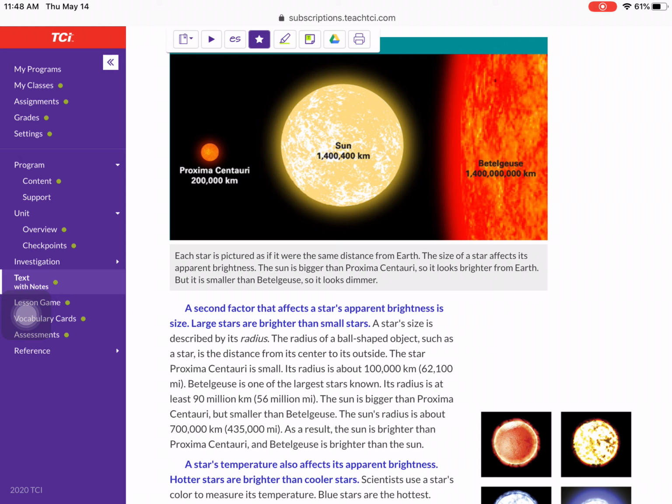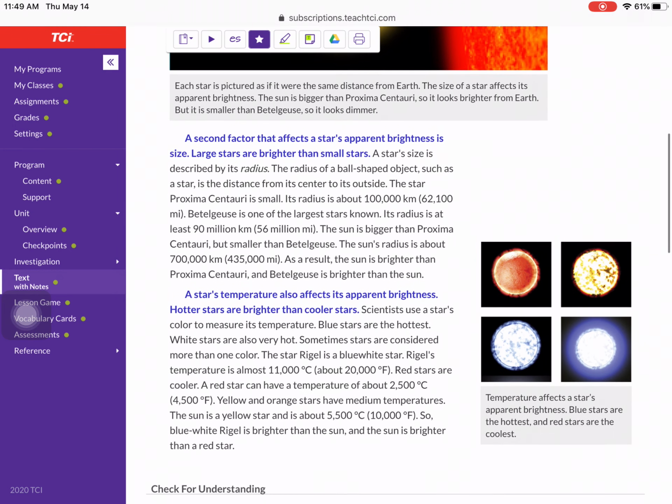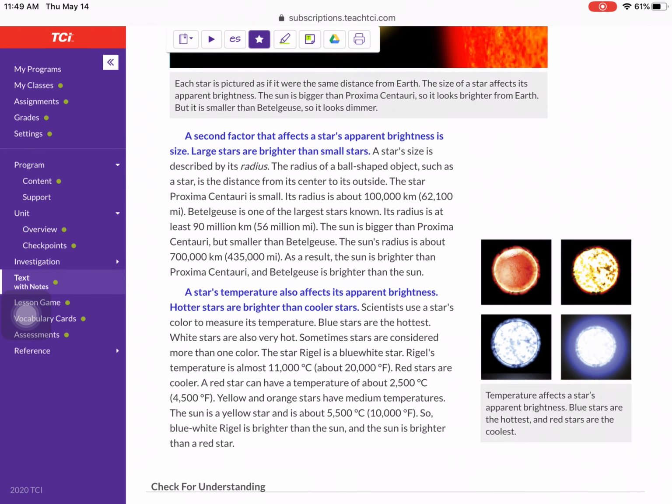So the size. Picture a flashlight, a normal flashlight. Is that going to give off the same amount of light as a spotlight, like the spotlight that helicopters use, or the searchlight that is used to call Batman? Probably not, right? Because the size is different.